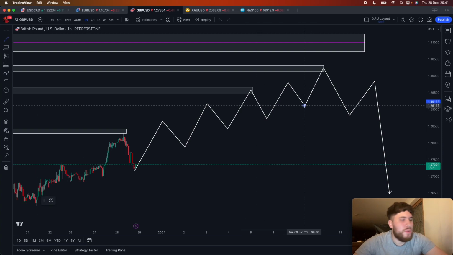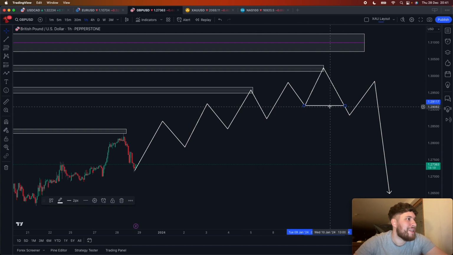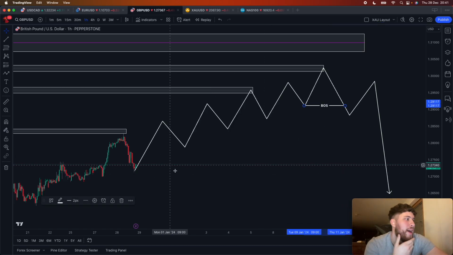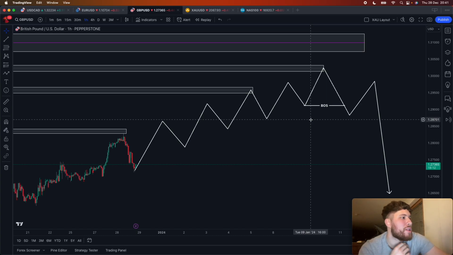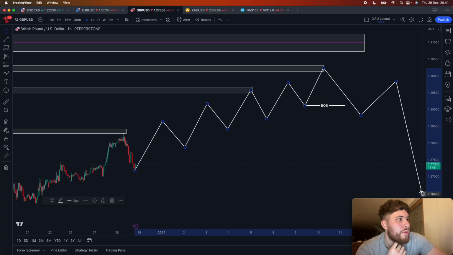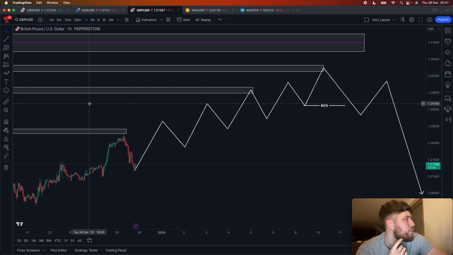We then have a break of structure to the downside. That is the confirmation we need of price coming to an end of this bullishness, the S&D balance flipping, and then we look to go short in this market from the new lower high that is created.